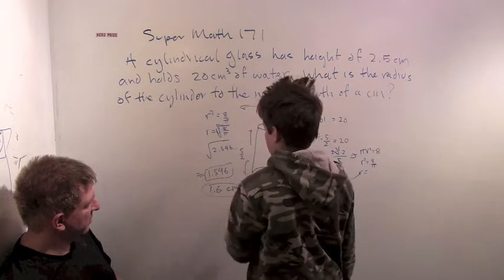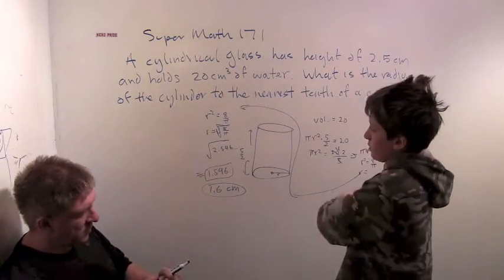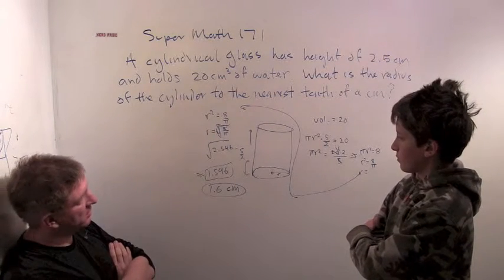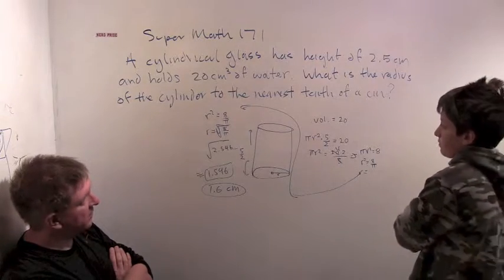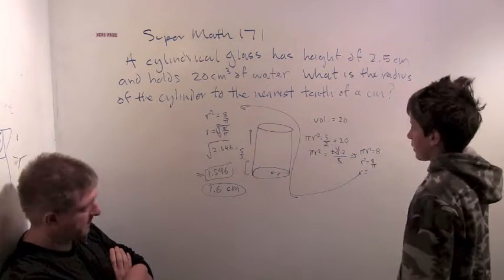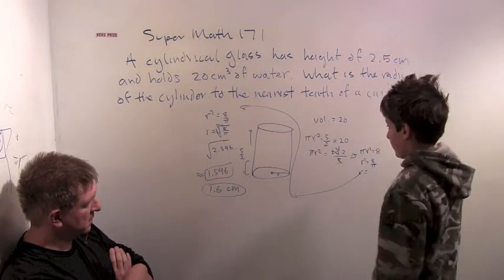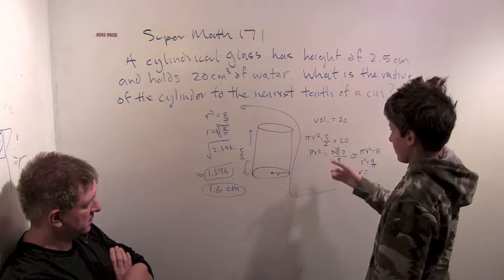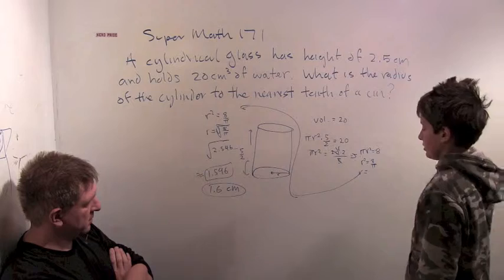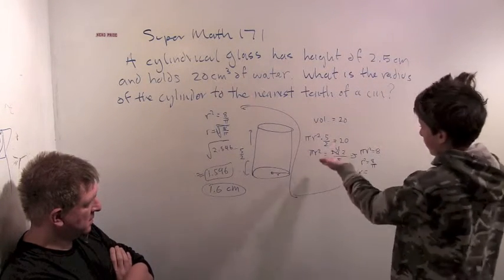Okay, so give me the marker. Walk me through the process on this problem. So what do you do from start to finish? First I draw the picture and label what we know and what we don't know. Then we know the volume is 20, so we write the equation for the volume. Pi r squared times the height, 5 halves, is 20. Then you just simplify it.